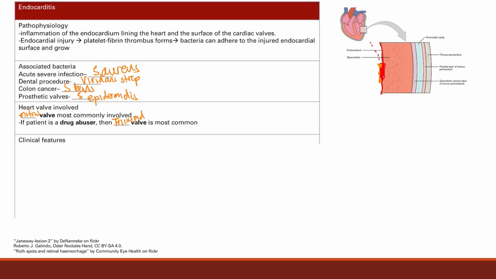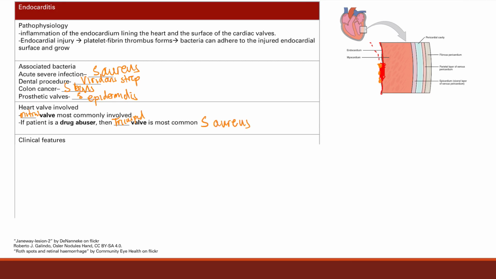Those are the stuff you can see, the blue stuff. Those are your veins. And where do the veins go? Well, veins are going to go to the right side of the heart. And which valve is to the right side of the heart? Well, that's the tricuspid valve. So that's why drug abusers have tricuspid valve involvement with endocarditis. And the most common bacteria here in drug users is Staph aureus.